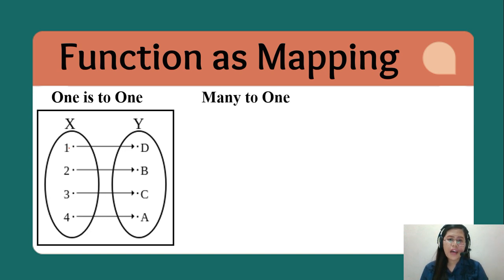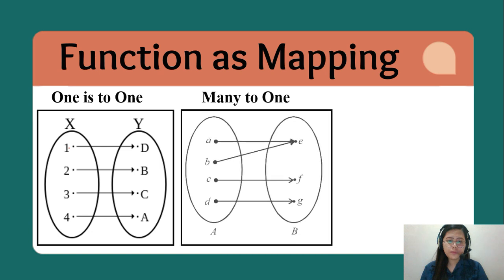Next, we have many:1. So, sa ating graph, pag sinabing many:1, ibig sabihin, maraming x values, tapos nag-iisa ang y values. So, kung mapapansin natin dito, A, E, B, E. So, naulit yung y value mo. So, maraming x values na nagko-correspond sa iisang y value. So, matik yan ay many is to 1.